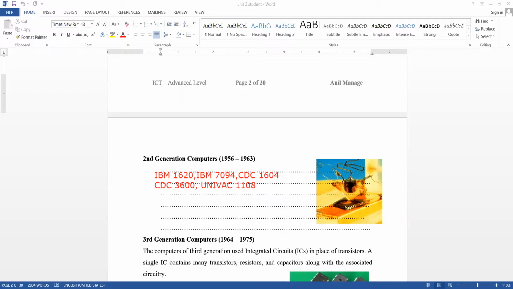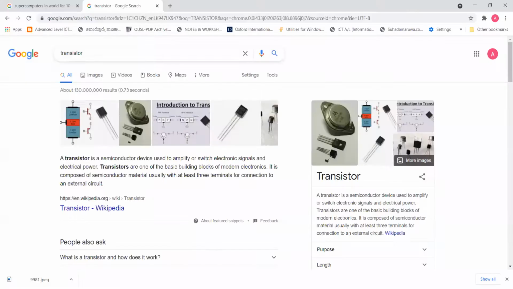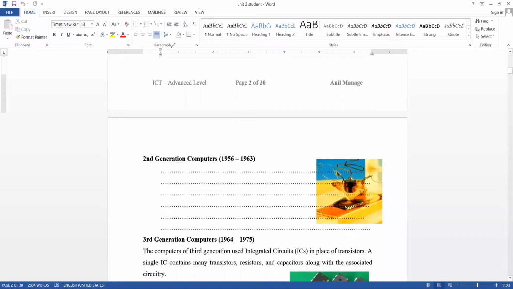Now, if I talk about this transistor, you can see the picture. Nowadays transistors look like this. These are called transistors. But earlier you didn't get this kind of small one. You had big ones. That's what the picture shows. So in the second generation, we use transistors.